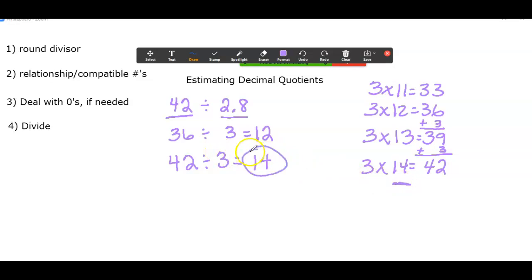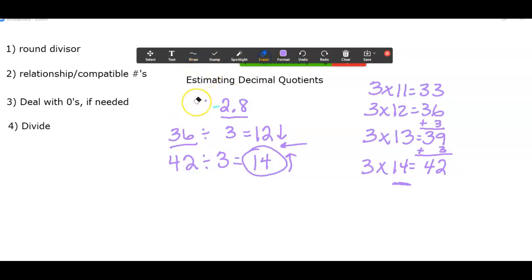It's 14. So in this case, I really did not have to change and make a compatible number because 3 already has a relationship with 42. Now, as I said, if you're just looking at your multiplication chart and you didn't know that 3 and 42 had a relationship, you can still change it to 36. That's still relatively close. But I would say that this is definitely an underestimate and this is definitely an overestimate. So the real answer to this quotient has to be somewhere in between.